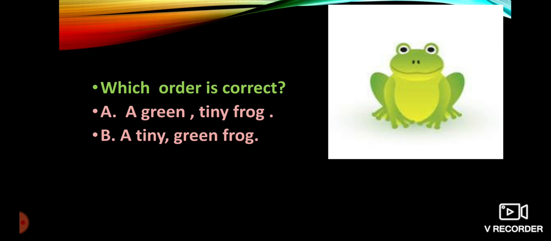So now children, tell me, which order is correct? Look at the picture. You can see a frog. First option, a green tiny frog or a tiny green frog. Think about it. The general order in which adjectives come before a noun is size, shape and color. Here we get size and color, tiny and green. So option B will be the correct answer: a tiny green frog. First we will mention the size and then color.